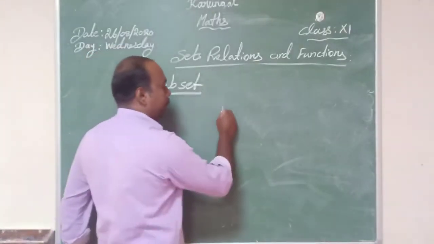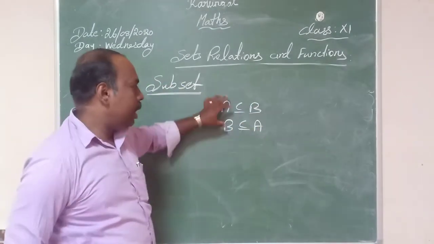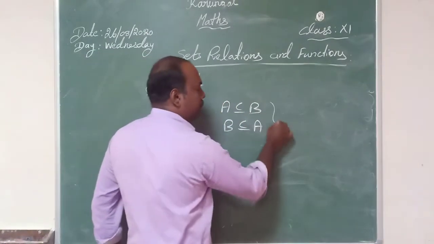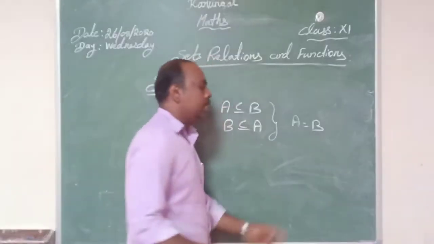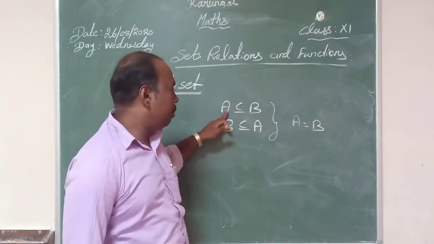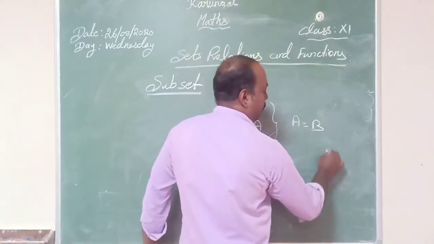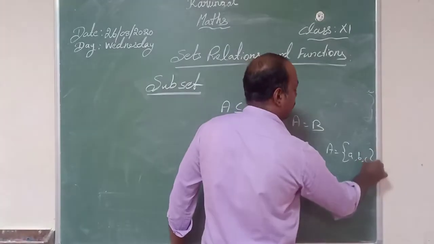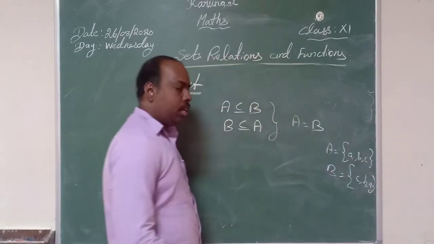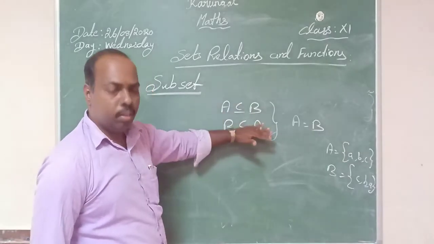There is a condition. If A is a subset of B and B is a subset of A, then it must be A equal to B. The elements in A are equal to the elements in B. Then only we can say both conditions are satisfied. Example, A equal to the set of A, B, C, then B equal to the set of C, B, A. If it is equal, then we can say both conditions hold: A is a subset of B, and B is a subset of A.